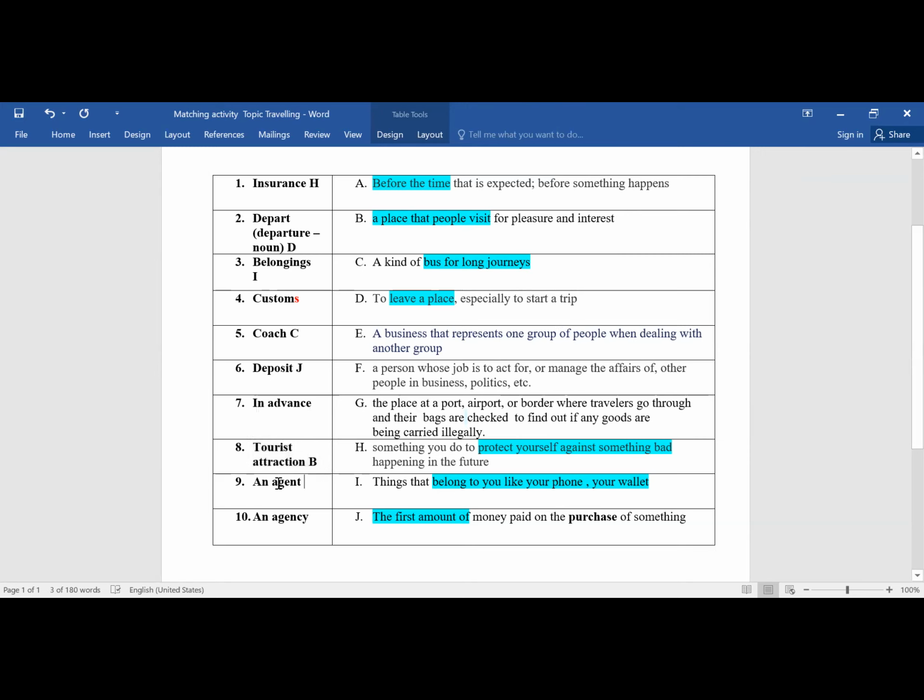Thank you. An agent. Who's an agent? Thủy, please. Yes, I think that an agent is a business that represents one group or people when dealing with another group.